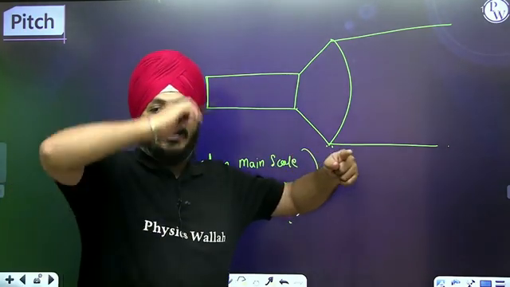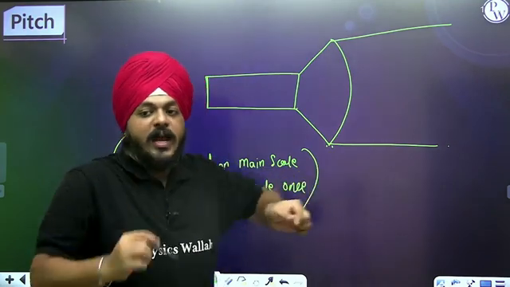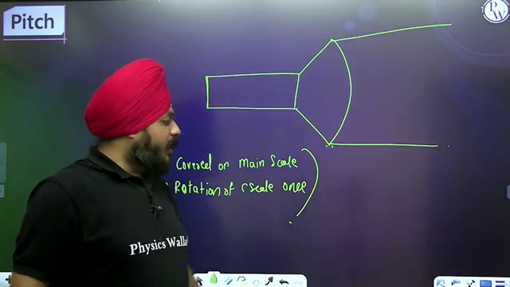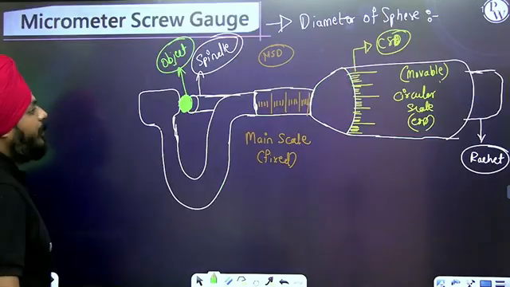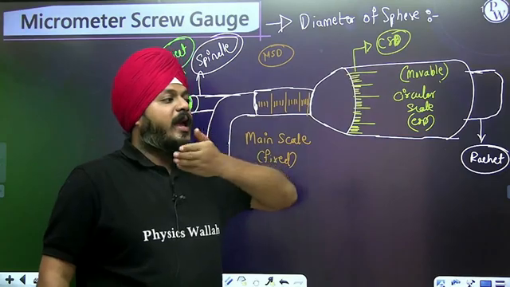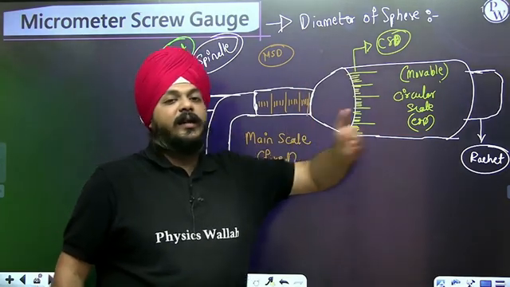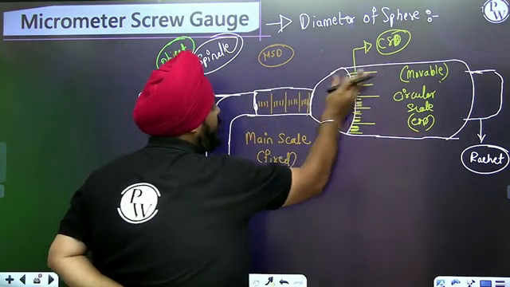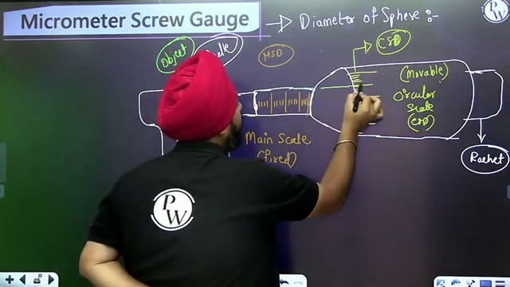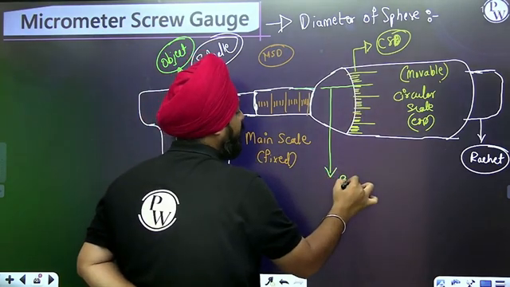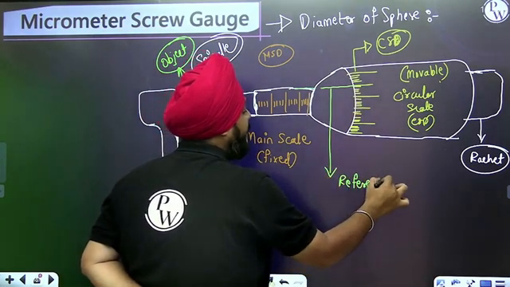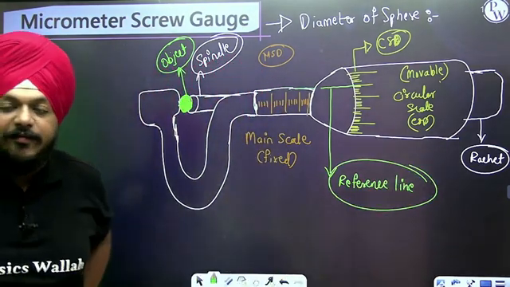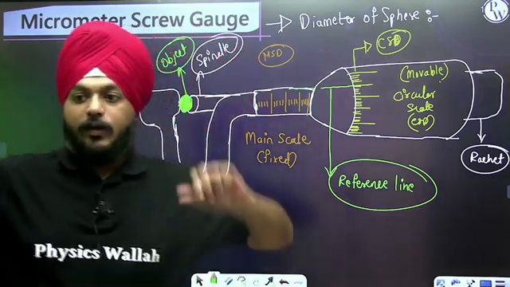When you rotate the circular scale once, how much linear distance is covered? This time we want a relation between one thing that is getting rotated, the circular scale, and the second that is moving forward and backward. To find the relation between the two, we need a reference line, with respect to which we are going to calculate all the readings.